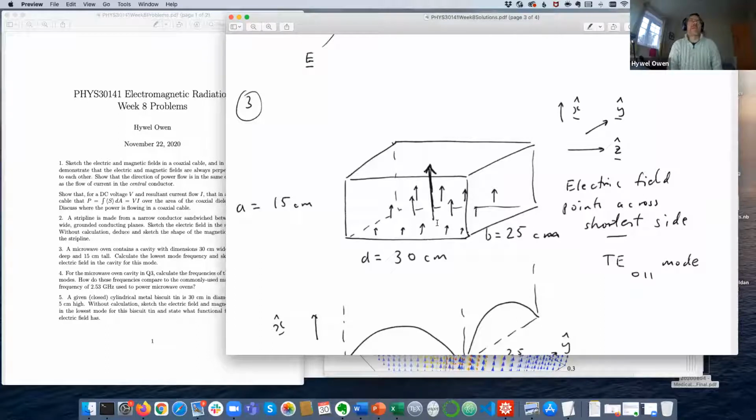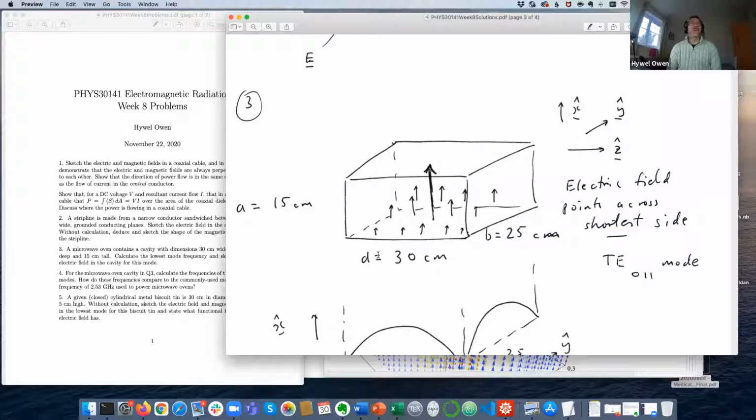So here's my cavity. And we remember that we said that the longest wavelength, the lowest frequency of any standing wave which can form in a cavity like this, is when the electric field points across the shortest side of the cavity. Okay, so this is a cuboidal cavity.